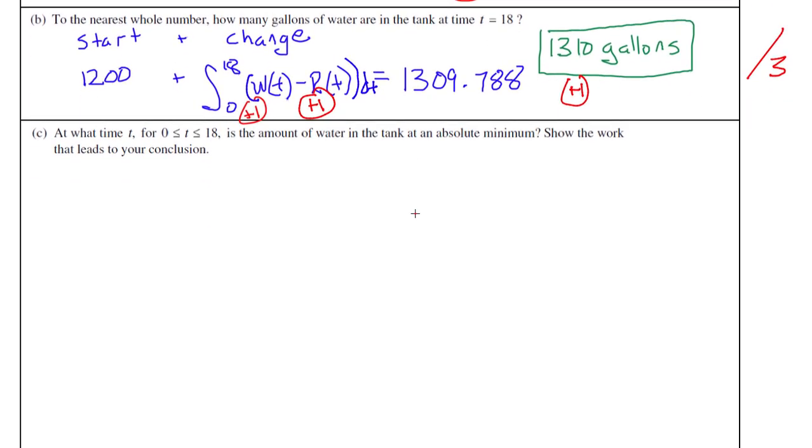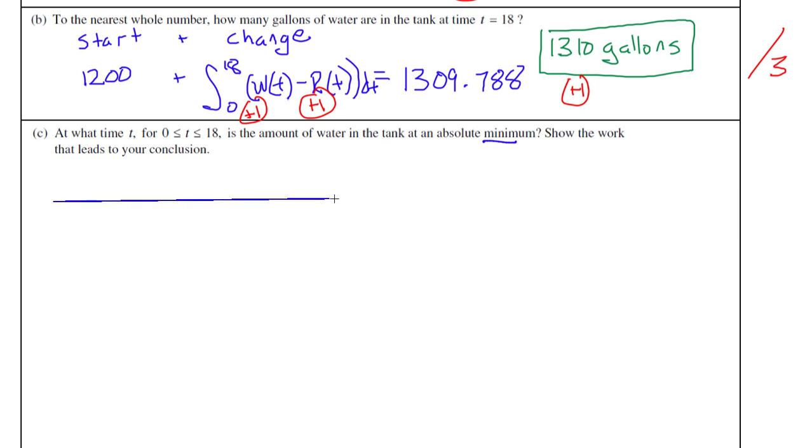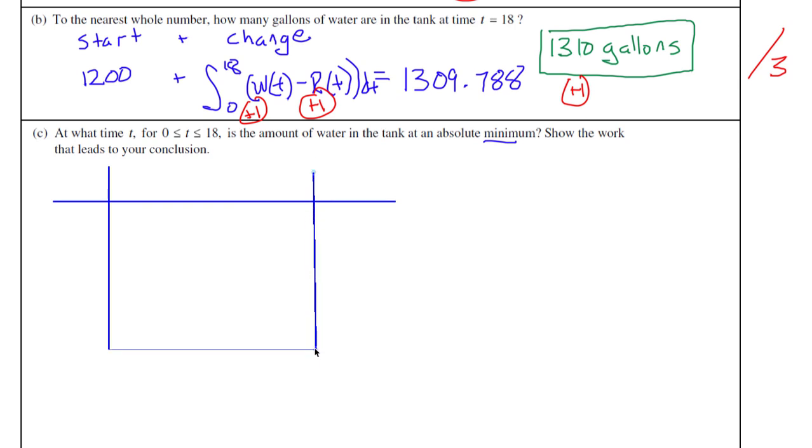Part C. I'm looking for the absolute minimum. Whenever I'm doing a max or a min, I'm doing a table of the start plus change values. Then showing the work that leads to your conclusion will be the table. Let's go ahead and set up our table really quickly here. So we have columns. Make you straight. It'll work.